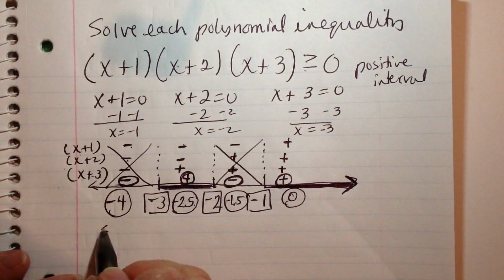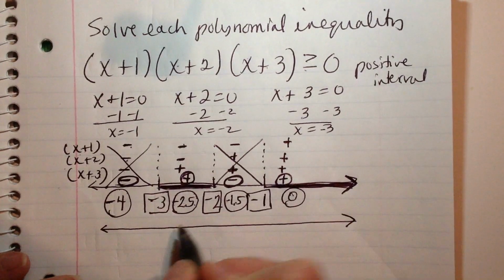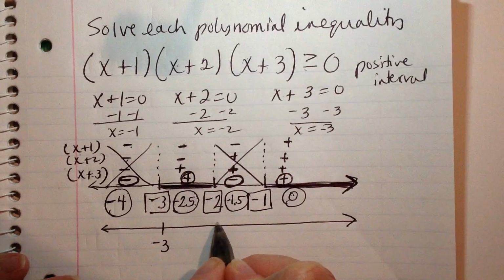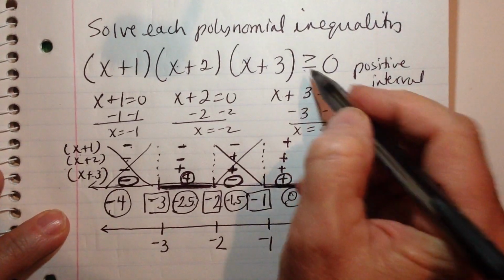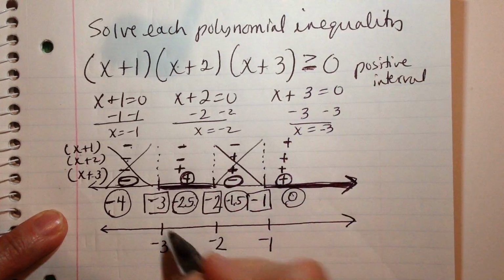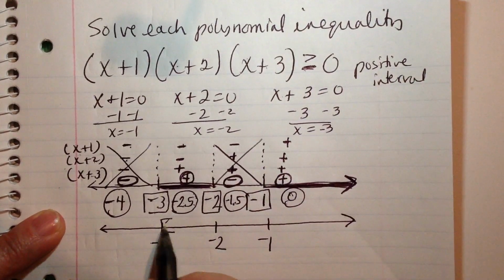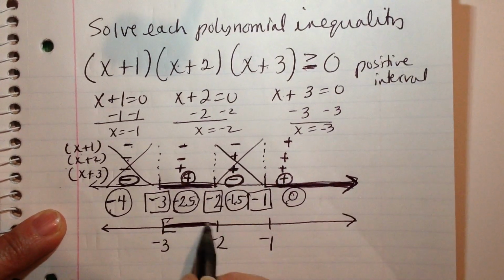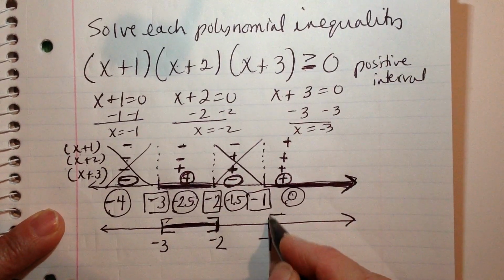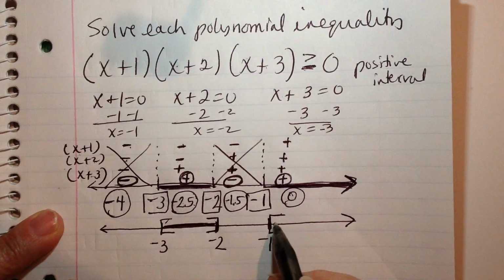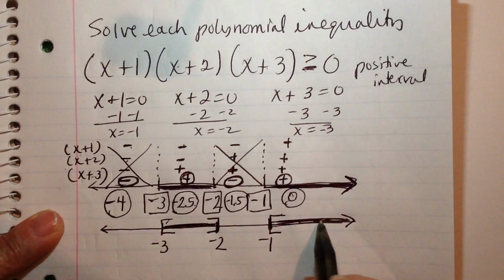So let's graph our final answer. Here's -3, here's -2, and here's -1. Now your original problem does have the equal to, so I will be using brackets. Let's shade everything in between -3 and -2 with brackets. And let's shade in -1 with a bracket and everything to the right.